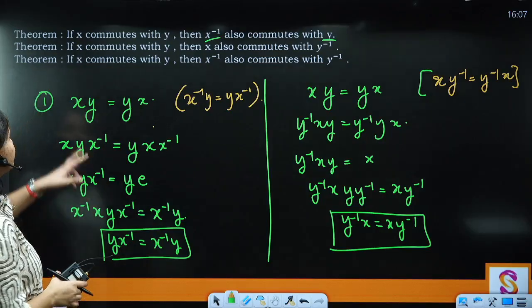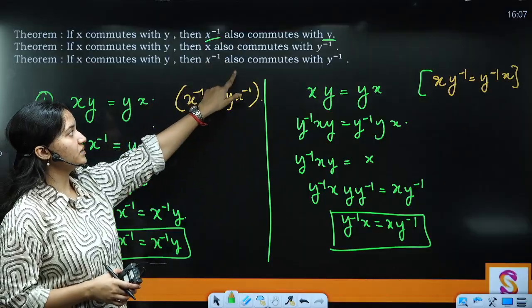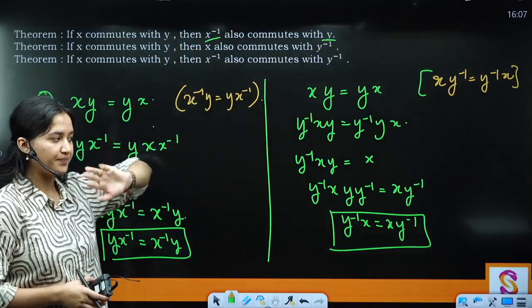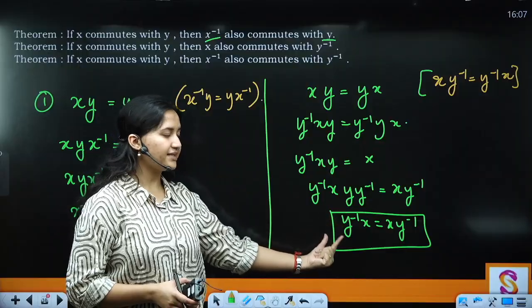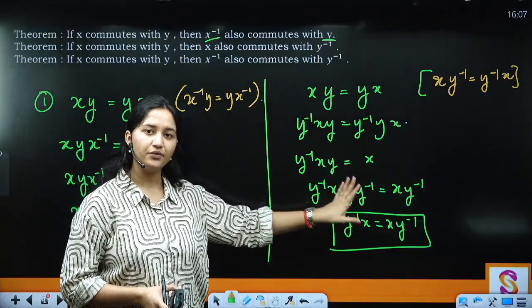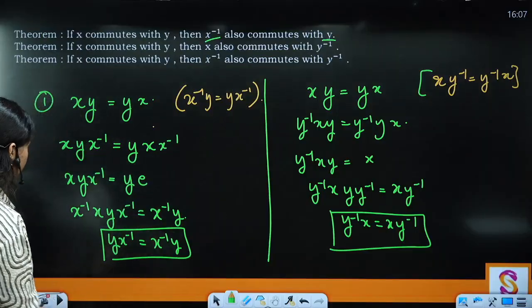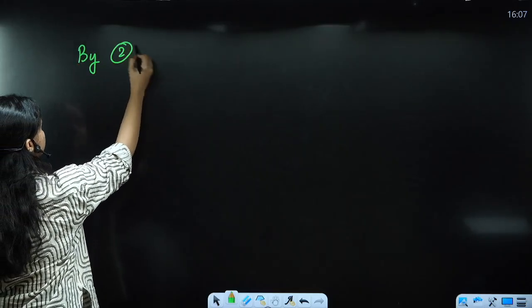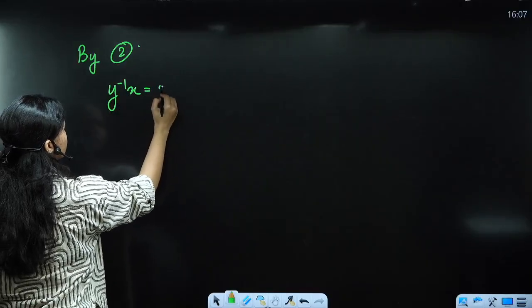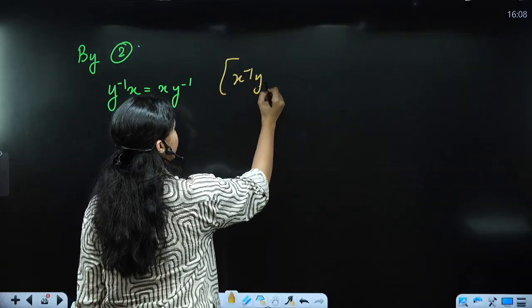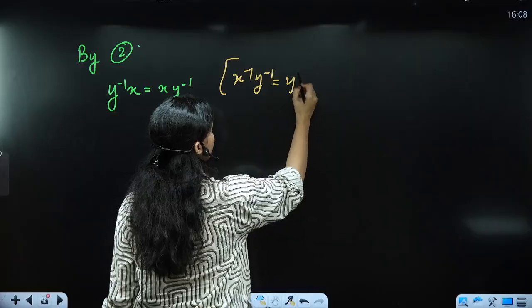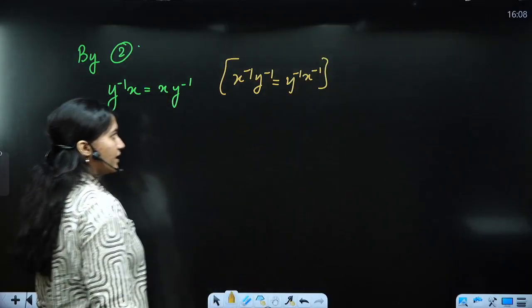Now the final one says if x commutes with y, then x inverse also commutes with y inverse. Now you see, to prove this, what did we need? We had this. So using this equation, we can prove the third part, right? So what does the second part say? The second equation says y inverse x equals x y inverse. What am I supposed to prove? x inverse y inverse equals y inverse x, right?